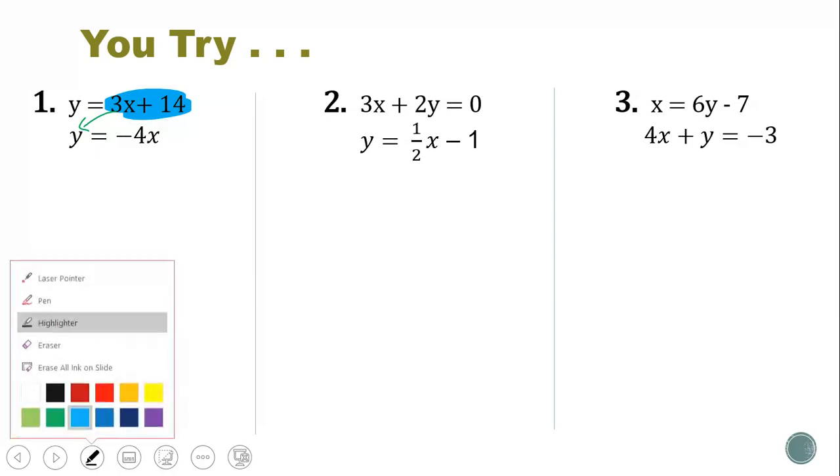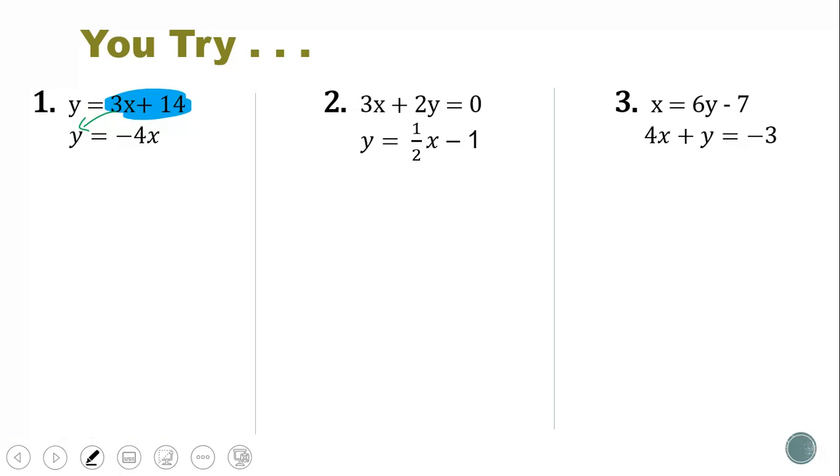Sometimes you'll notice x is solved for. That's perfectly allowed as well. Okay, we can have x solved for in that particular case. Then you're going to replace x in your equation. So we're going to plug that 6y minus 7 in there and go through the same process. Okay, but the key thing is you need to have a variable solved for.